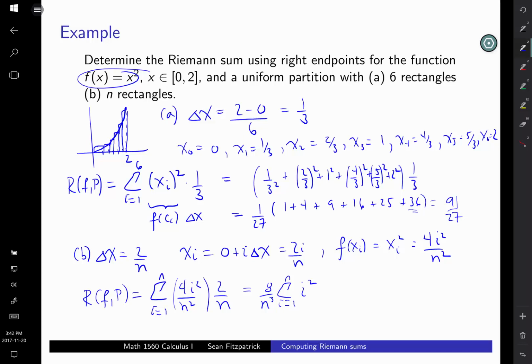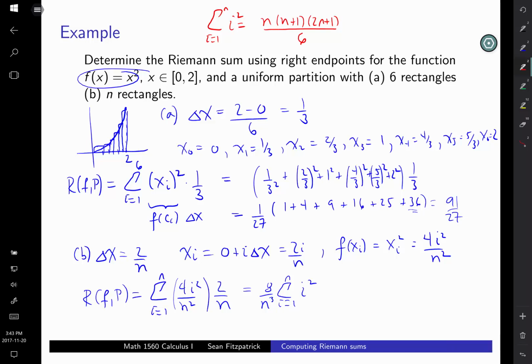And actually there is one more thing you could do here. If you look up properties of sums in the textbook, you will find that there is a summation formula that says the sum, i going from 1 to n of i squared, is n times n plus 1 times 2n plus 1 over 6. You don't need to know how to come up with that formula.